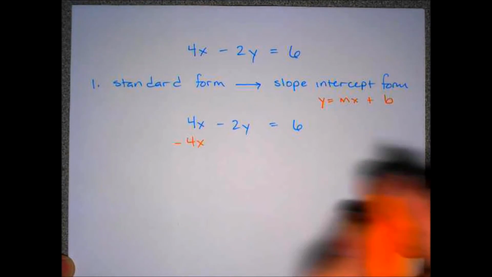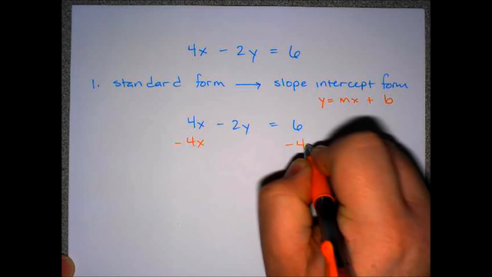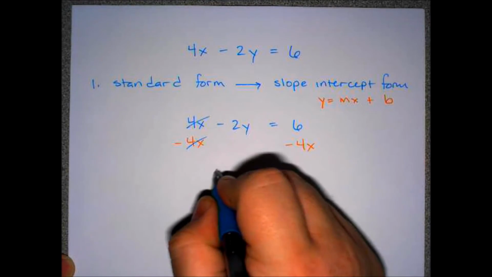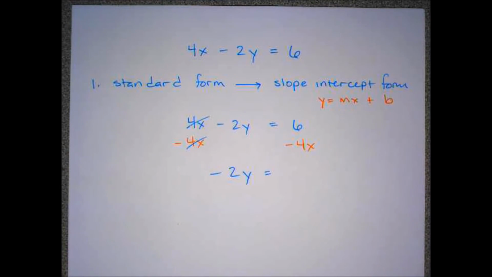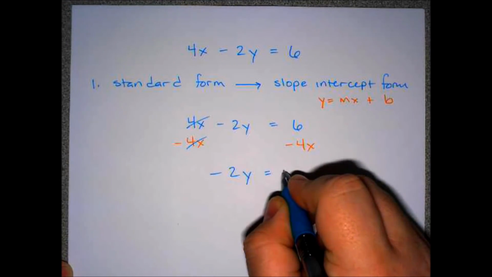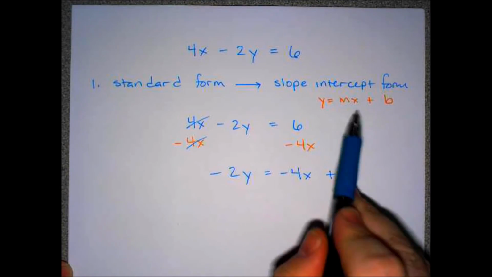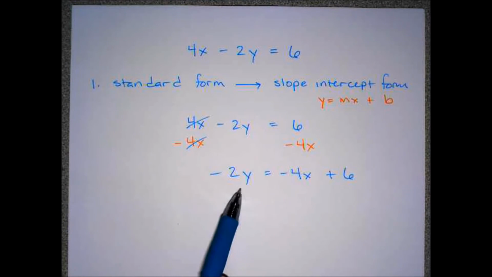So if we do that to the left, the equal sign says we have to do it to the right. That allows us to get rid of those guys there. And you get negative 2y equals, remember we have to keep this in mx plus b form. So I'm not going to write 6 minus 4x. No. I'm going to write negative 4x plus 6. Keep it in that same form, mx plus b, negative 4x plus 6. It keeps the form. But we're not done yet.